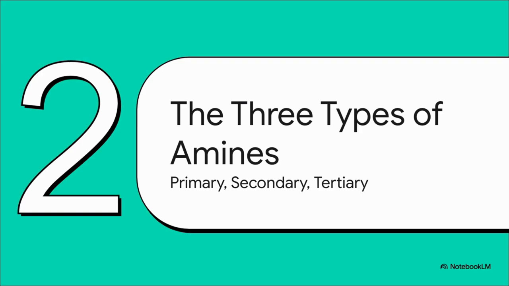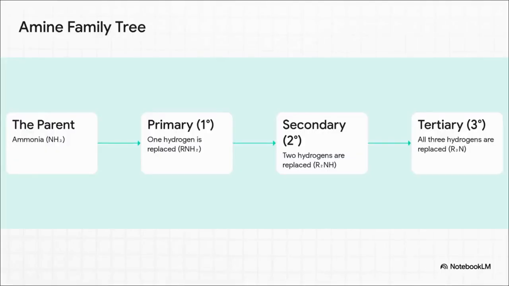The way we do it is by counting how many of those original hydrogens have been replaced. That gives us 3 main types of amines. So here's how that family tree branches out. You start with the parent, ammonia. Swap out just 1 hydrogen, and boom, you've got a primary amine. Swap out a second one, and now you're looking at a secondary amine. And if you go all the way and replace all 3 hydrogens, you've made a tertiary amine. It's that simple step-by-step process that creates this huge, diverse family of chemicals.